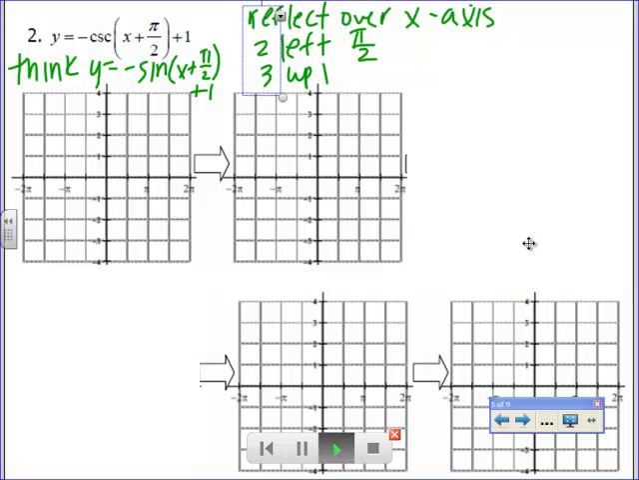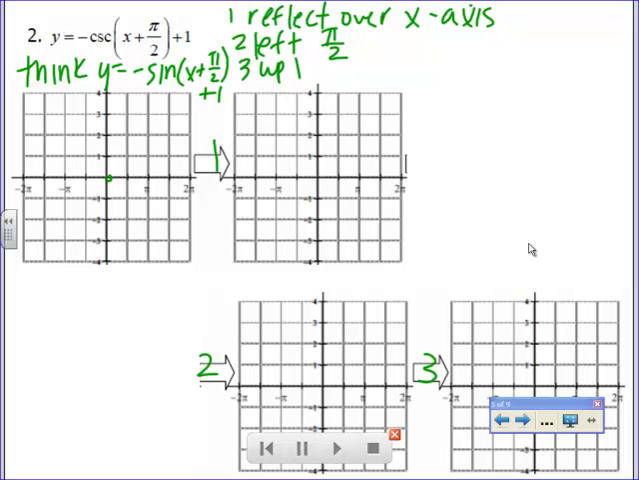Start off with the original sine curve. Reflecting over the x-axis is going to cause any point on the x-axis to remain on the x-axis. Any point above will now be below. Any point below will now be above. Pi over 2 is 1 unit on our graph, so when we go to move left pi over 2, everything should shift 1 unit to the left. We're just going to move that point from negative 3 pi over 2 over to negative 2 pi, and so on.